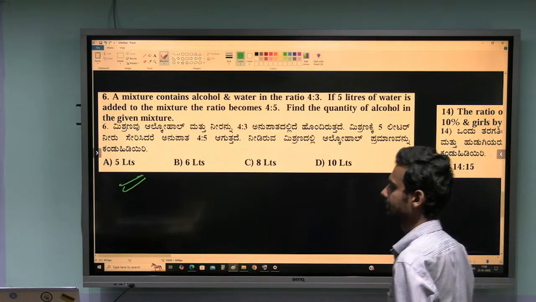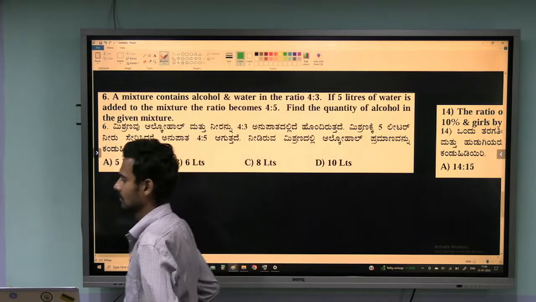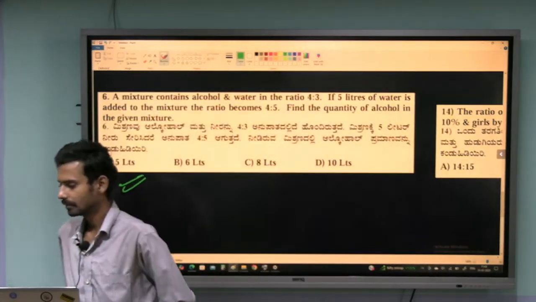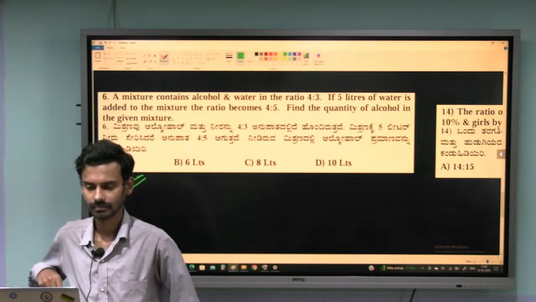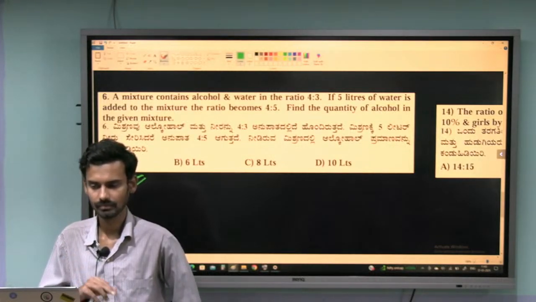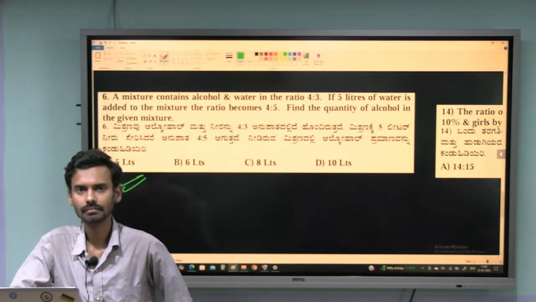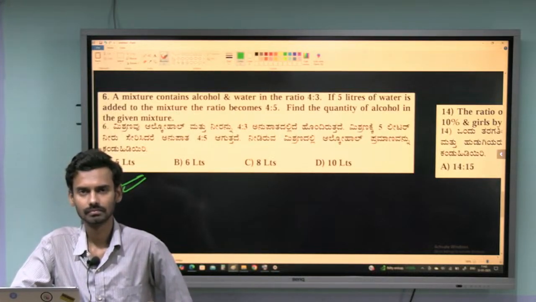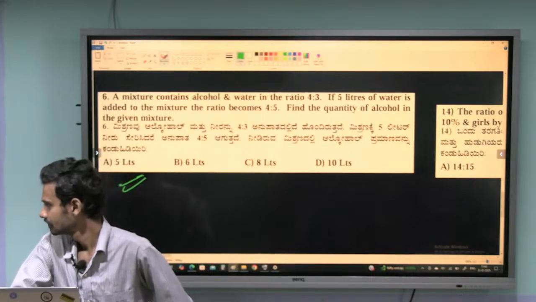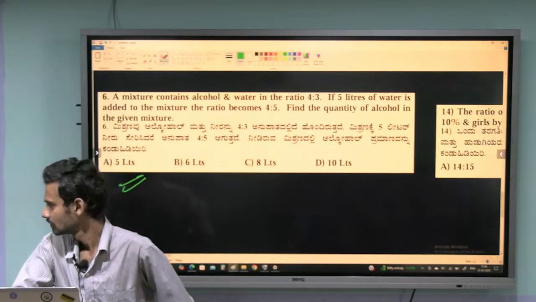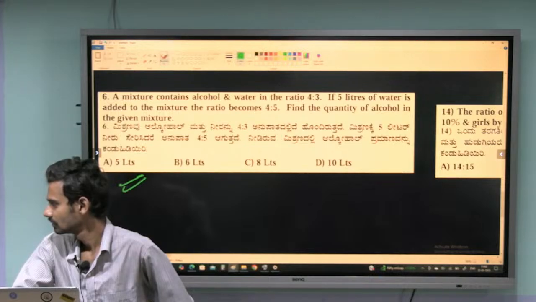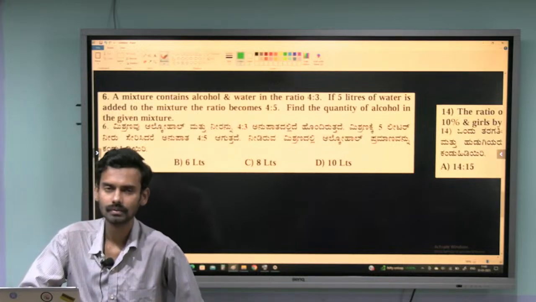Any doubts, anyone? If any doubt, let me know in the chat box. If not, we can conclude ratio and proportion. Can we? Okay, so no doubts. Can we conclude the class?